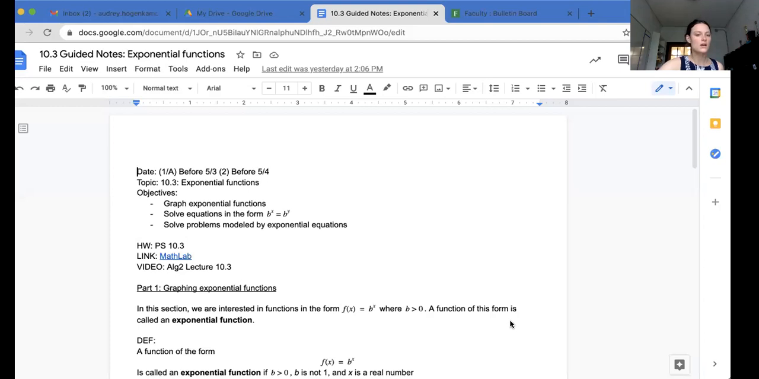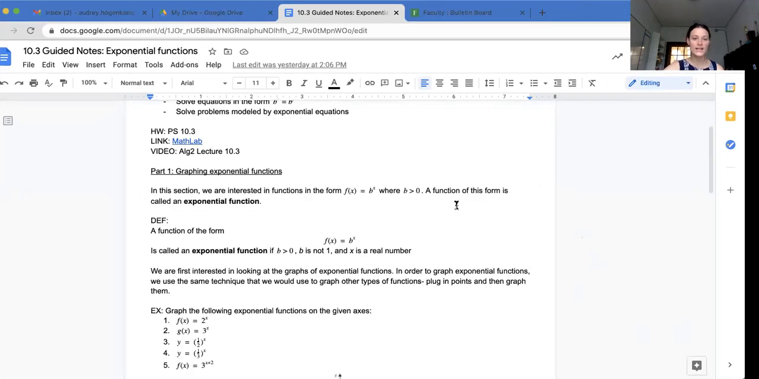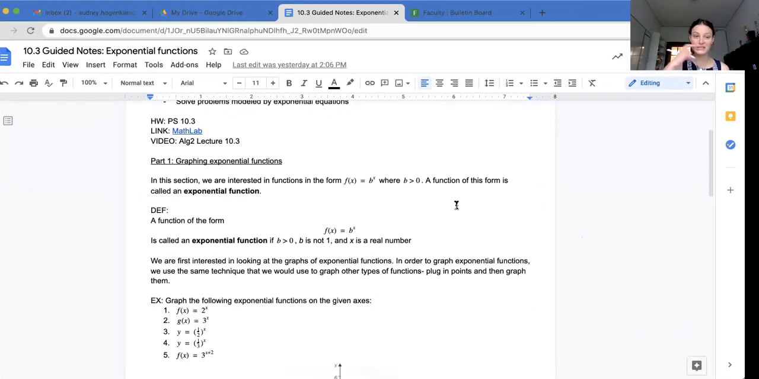Okay, so today we are doing 10.3. So let me share my screen so you guys can see the guided notes. We are finally, at long last, talking about exponential functions. So part one is graphing exponential functions.